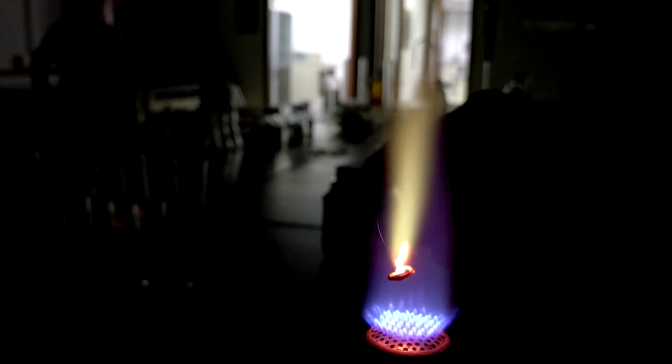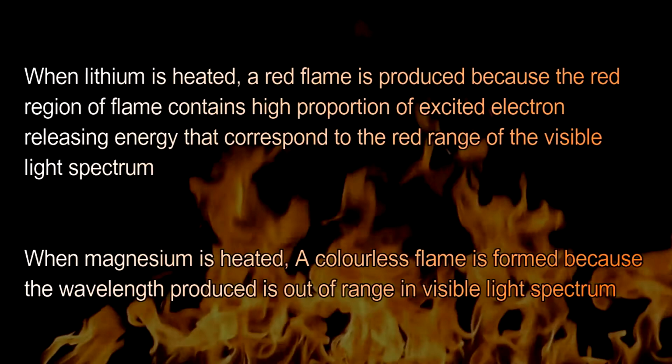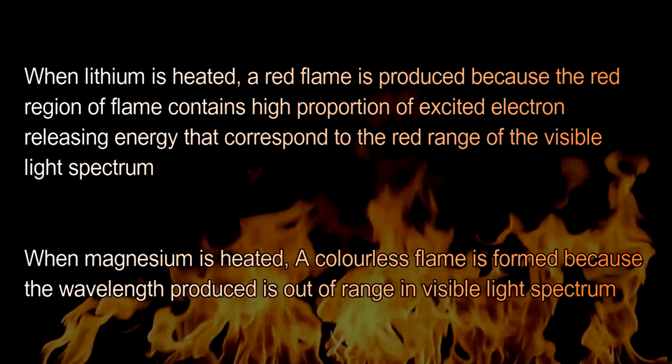When lithium is heated, a red flame color is formed. The red region of the flame contains a high proportion of excited electrons releasing energy that corresponds to the red range of the visible light spectrum. When magnesium is heated, a colorless flame is formed because the red flame produced is out of range in the visible light spectrum.